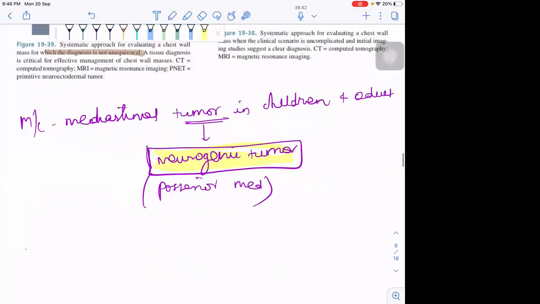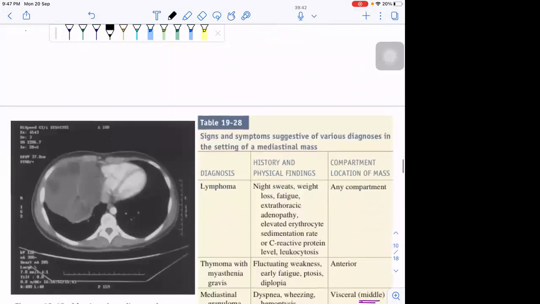Then one simple one-liner: the most common mediastinal tumor in children and adults. Okay, neurogenic tumor. So this is your MCQ point. After much controversy, the revision is that neurogenic tumor is the most common mediastinal tumor in children and adults. Neurogenic tumor is in the posterior mediastinum.